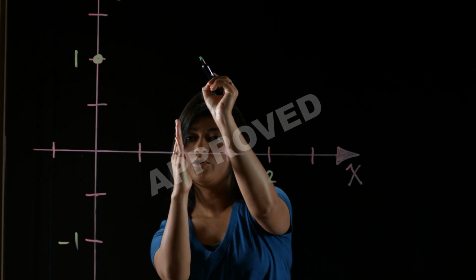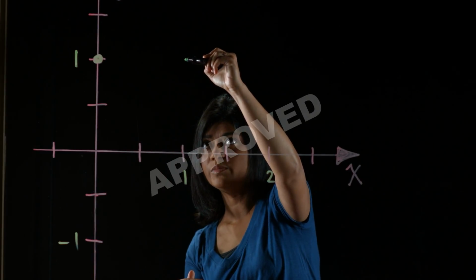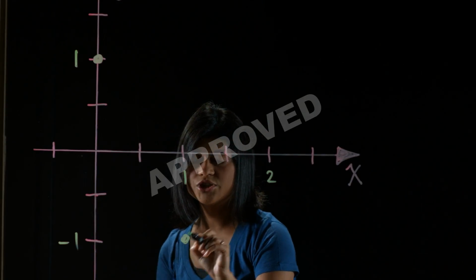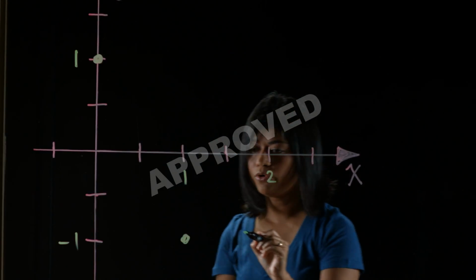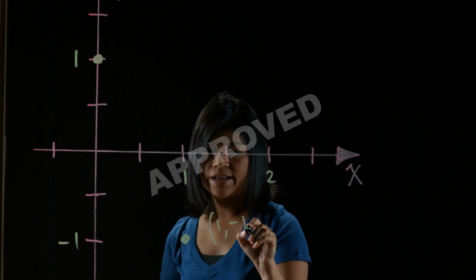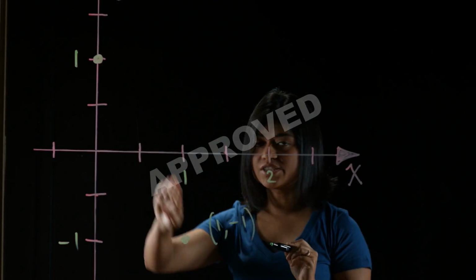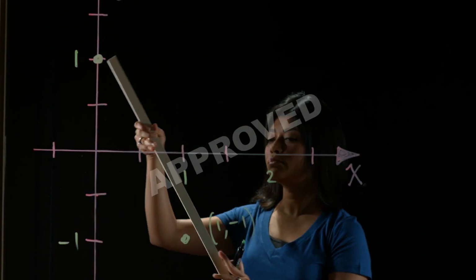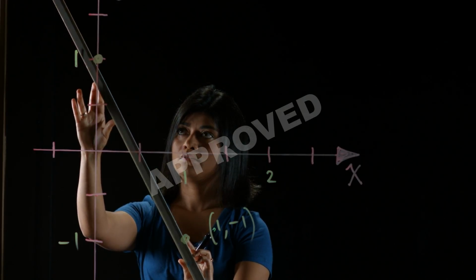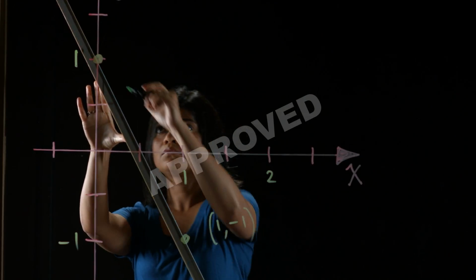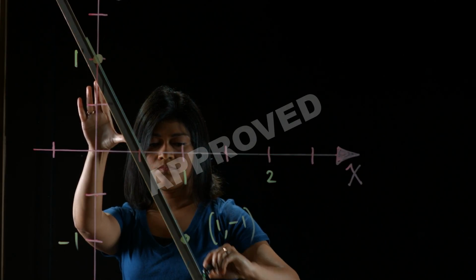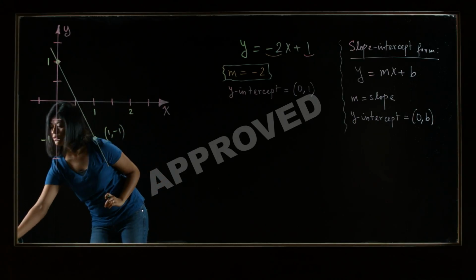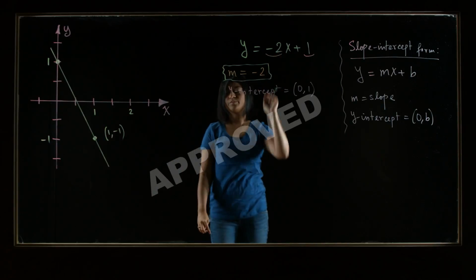So, moving 1 unit means going to x equals 1. Falling 2 units means 1, 2. It should be falling right here. So this should be a point on the line, and that point is 1, negative 1. As soon as you have 2 points, you can draw a unique line through them. So let's do that. So this should be the line. This should be the graph of the line given by this equation.